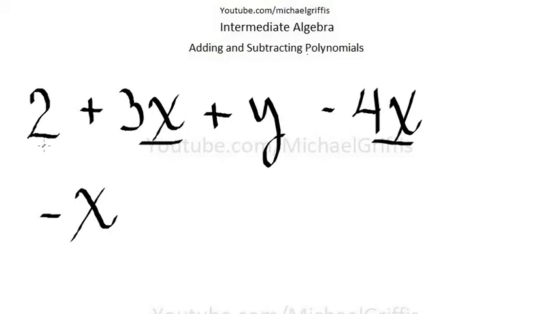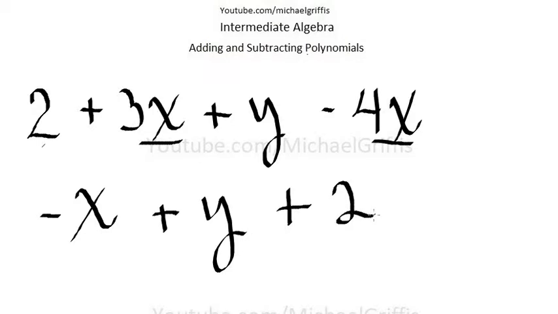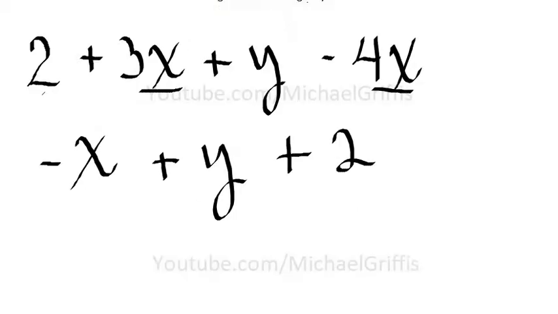Now we have a 2, but do we have any other constant terms? No. We have a y, and we don't have any other like terms. So we'll just say plus y, and we'll just go ahead and move this constant, as we'd normally do, out to the right. Pretty simple. Let's look at another one.